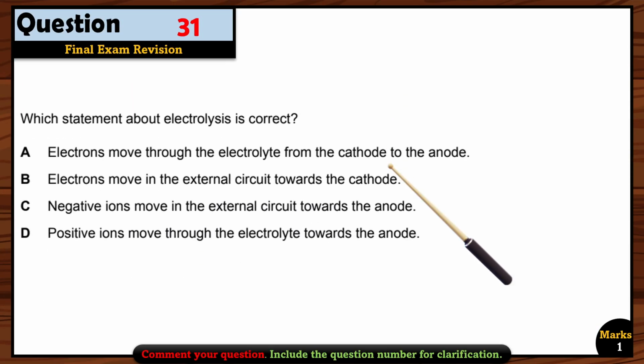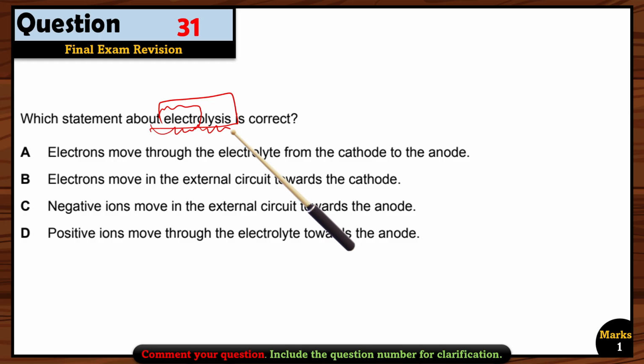First question, which statement about electrolysis is correct? To answer such question, you have to remember the basics of electrolysis. First, you should know what is electrolysis. You can remember from the word: electro means electricity, lysis means breakdown. So it is the breakdown of any compound, usually ionic compounds, by the use of electricity. So the breakdown of ionic compounds using electricity is called electrolysis.